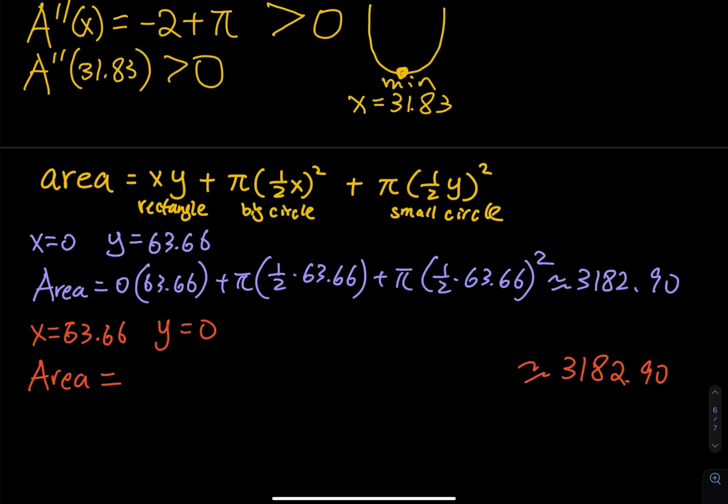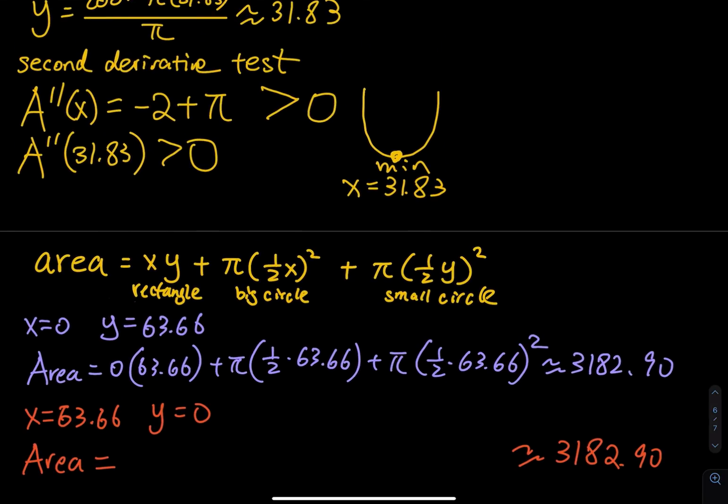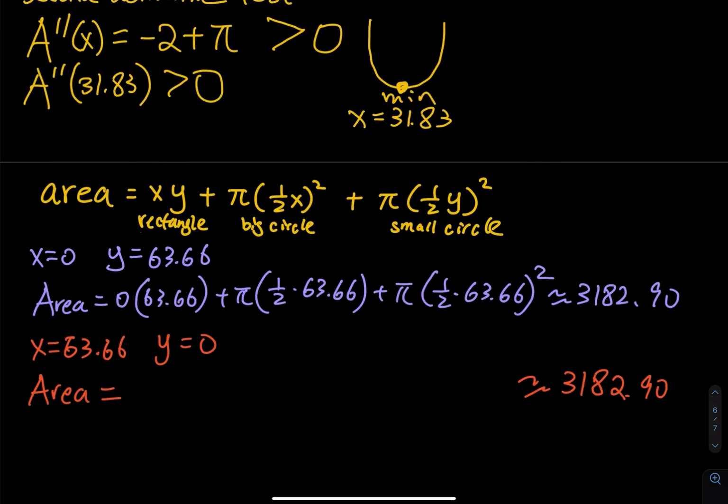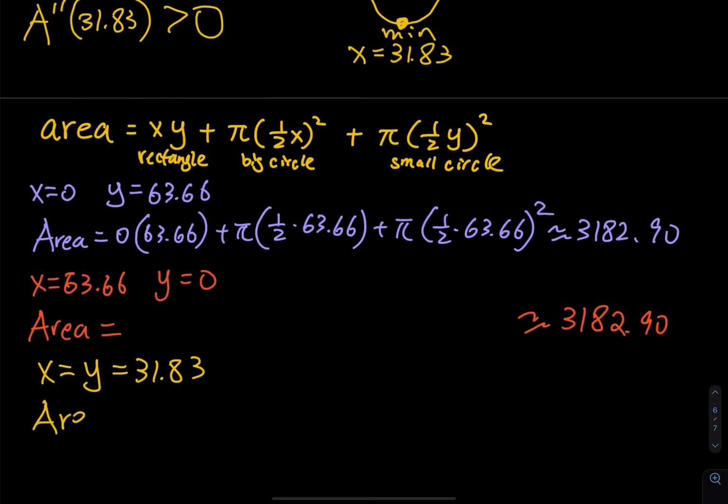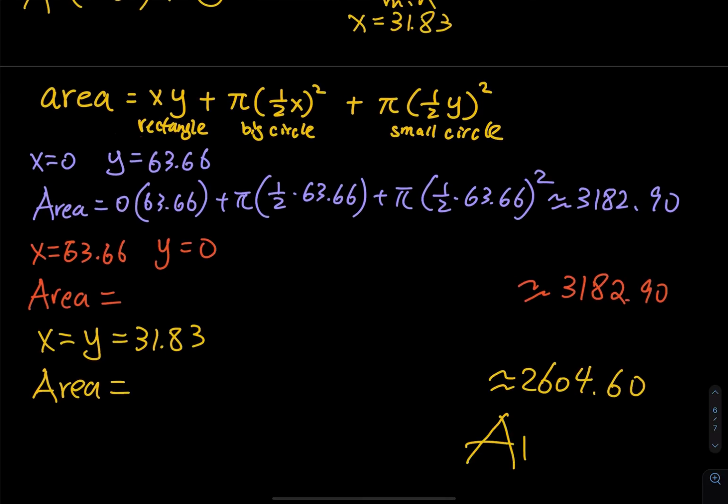And then what else? 31.83 right over here, right? So what happens when x equals y equals 31.83? If you plug that into x and y in the area, that one gives you approximately 2604.60. So where is the minimum and where is the maximum? These are the areas. Which one is the min and which one is the max?